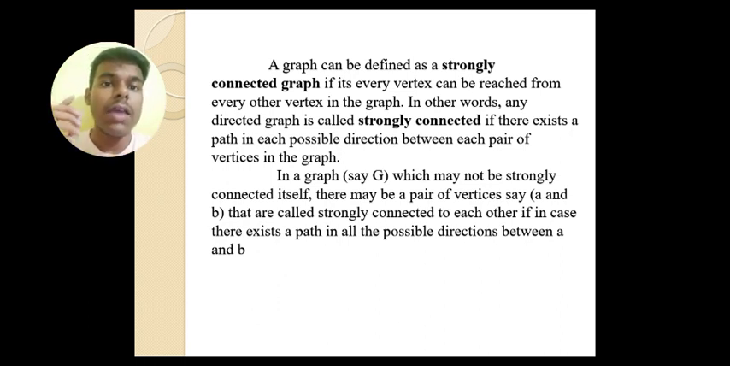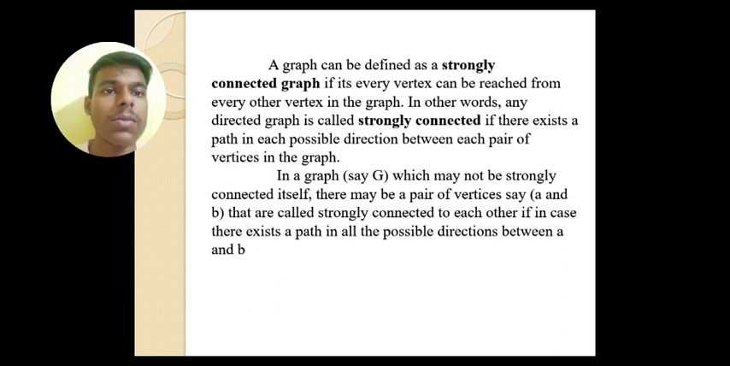In unilaterally connected graphs, at least one node should be reachable from the other. That is, A should be reachable from B, but C need not be reachable from D. So there are small differences between these types of graphs. A graph which may not be strongly connected itself may have a pair of vertices, say A and B, that are strongly connected to each other if there exists a path in both possible directions between A and B. This type of graph is known as a strongly connected graph.